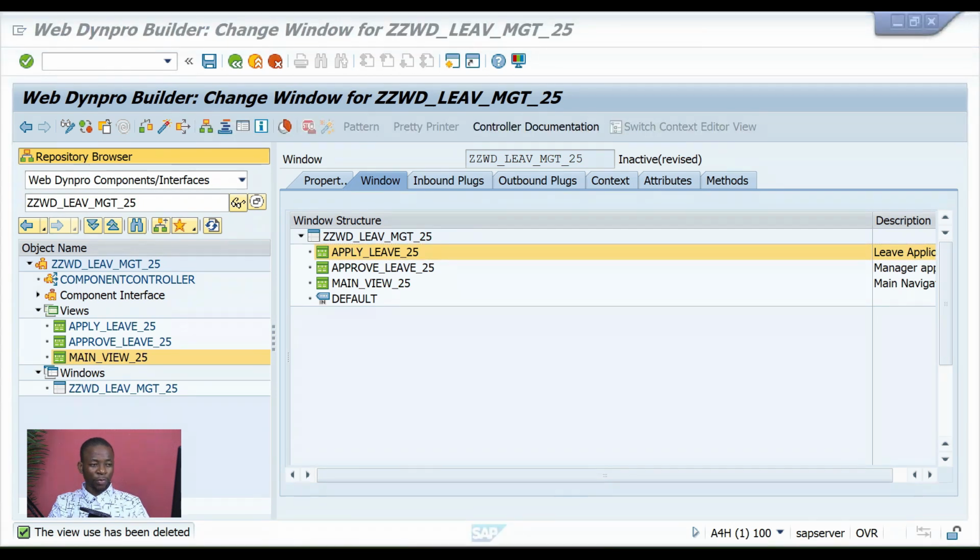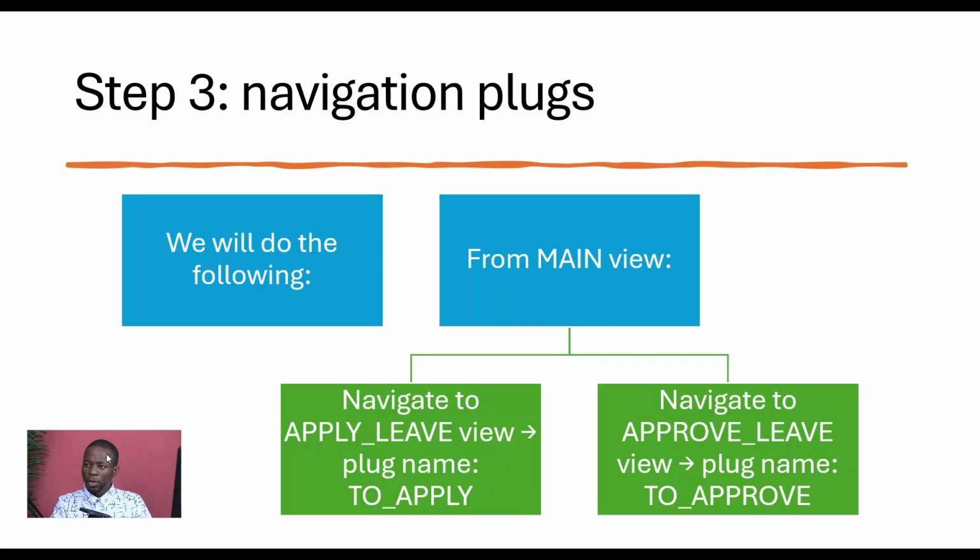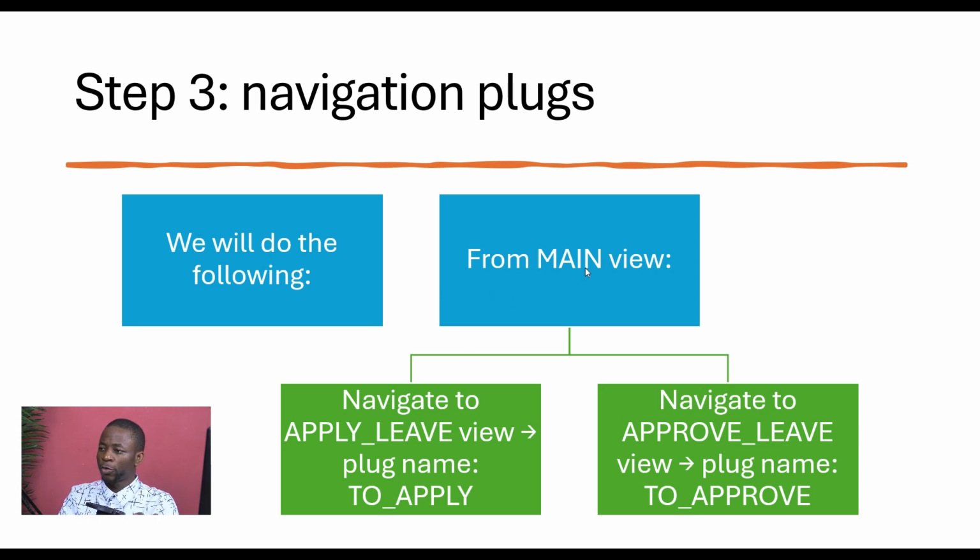Let's proceed now to create the navigation plugs. The navigation plug will do the following. From the main view, we are going to navigate to the apply leaf view, and we can also navigate to the approve leaf view. You give the plug name to apply for the apply leaf view. From the main view, you can also navigate to the approve leaf view where the managers need to approve the leaf requests, and the plug name is going to be to approve. Of course, I'm going to give unique IDs to these.